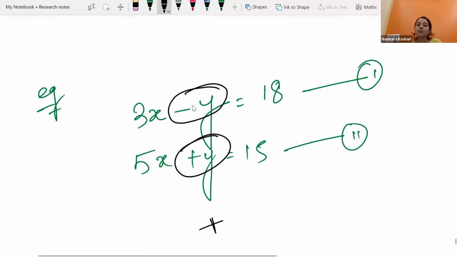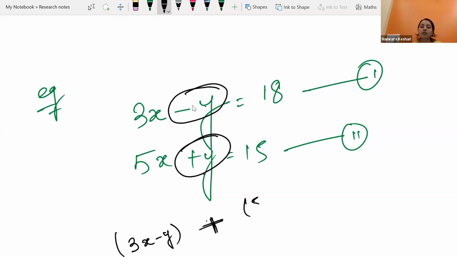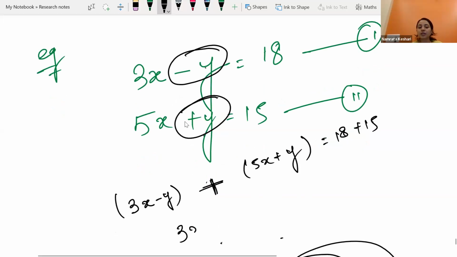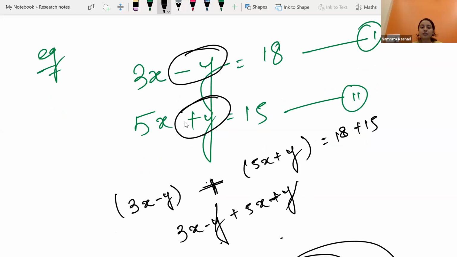Here, if minus y plus y is already there, we don't want to disturb it. Hence, we will add them. We will add these two equations the way we were adding previously, 3x minus y added with 5x plus y. Open the bracket, nothing will change. 18 added with 15. You will be able to eliminate y from here. And easily we will be able to find the x value.